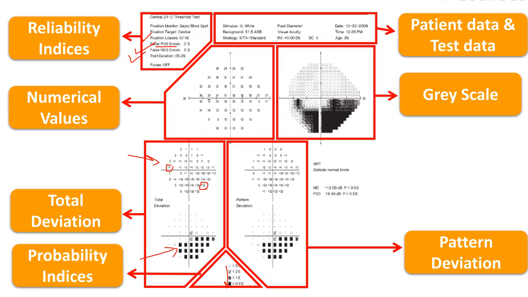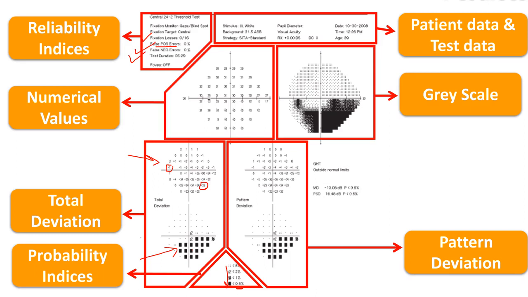If it is this black, this means that less than 0.5% of the normal population have this defect as a normal finding. So the darker the spot, like this black square, the further away it is from being normal. This will be more probable to be abnormal.